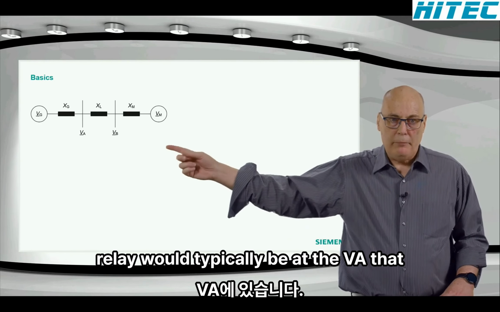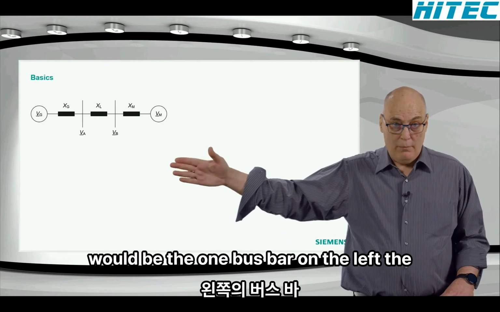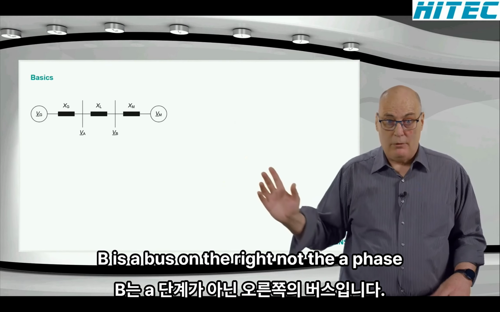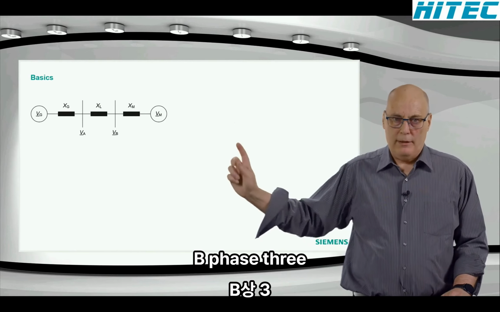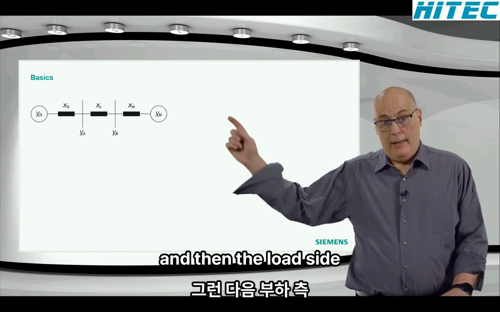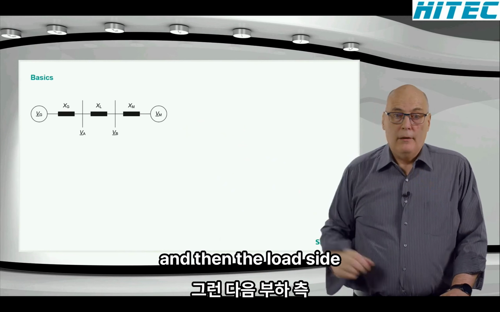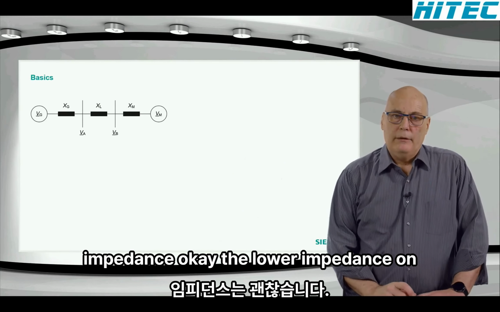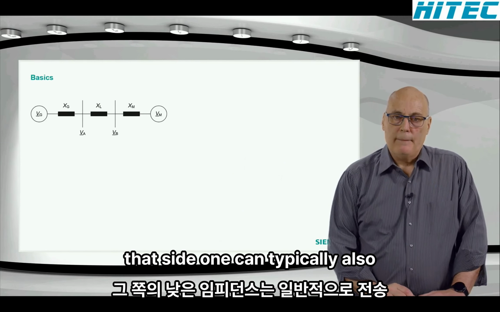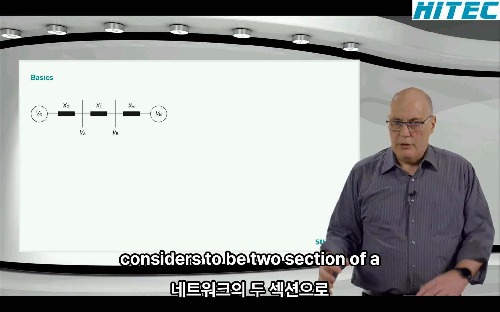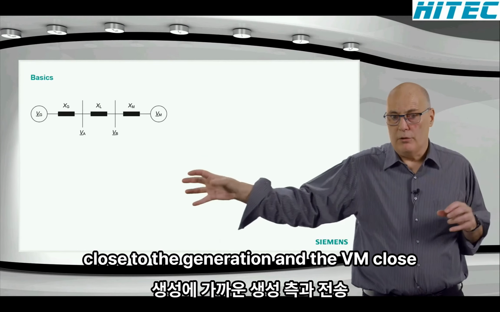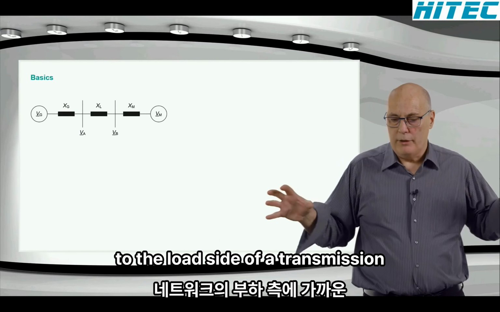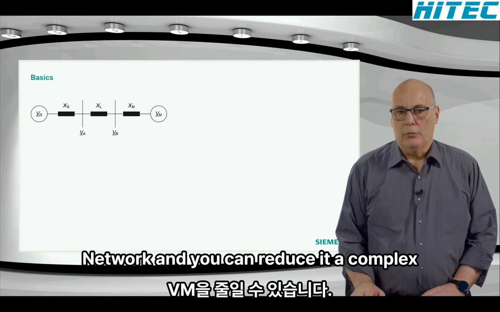So our relay would typically be at VA, that would be the one bus bar on the left. VB is the bus bar on the right, not the A phase, B phase, sorry. Left-hand bus, right-hand bus, VA, VB. And then the load side impedance, the load impedance on that side. One can typically also consider this to be two sections of a transmission network, the generation side close to the generation and the VM close to the load side of a transmission network.